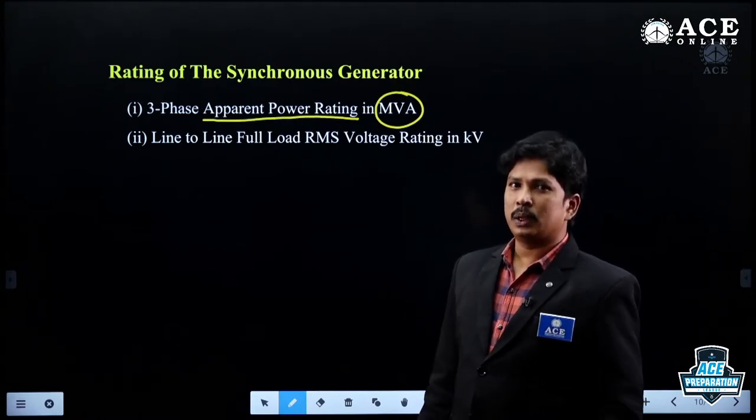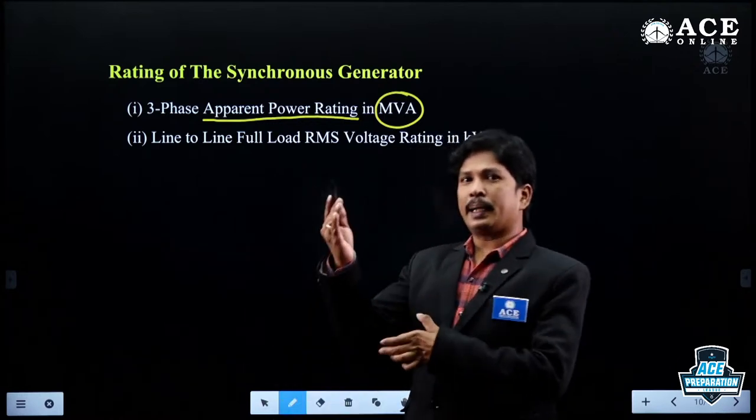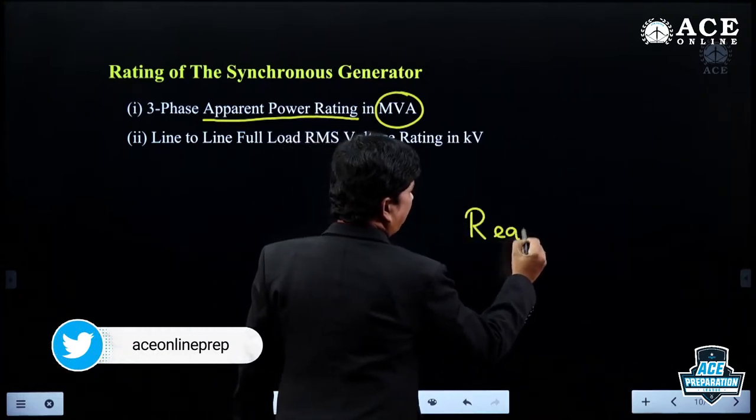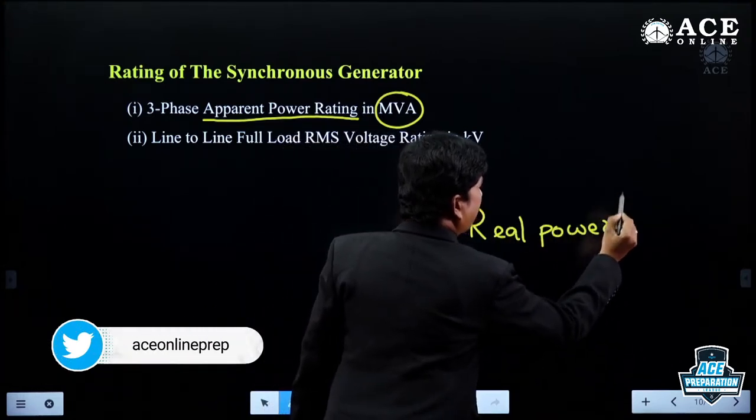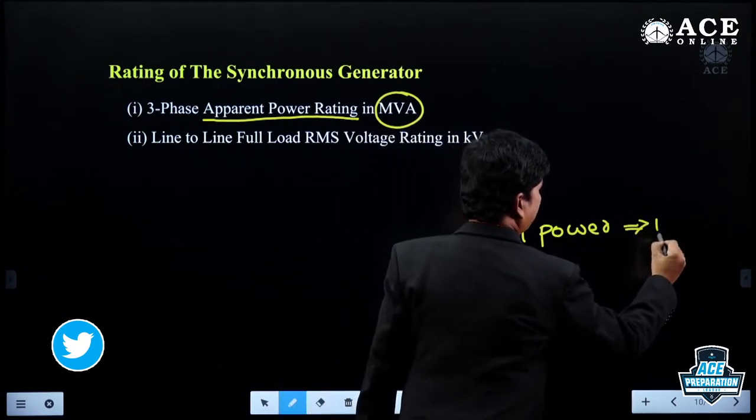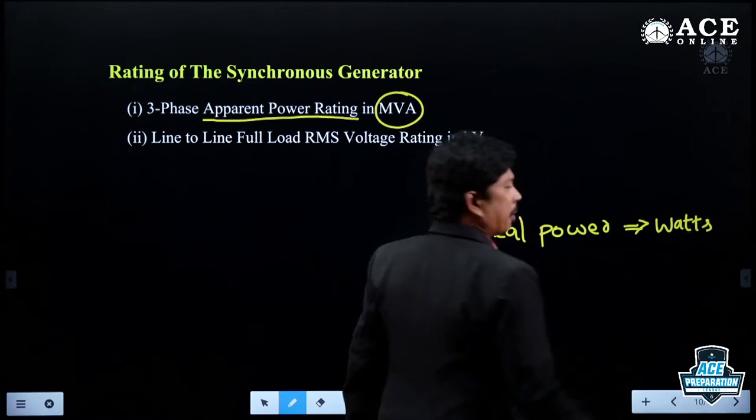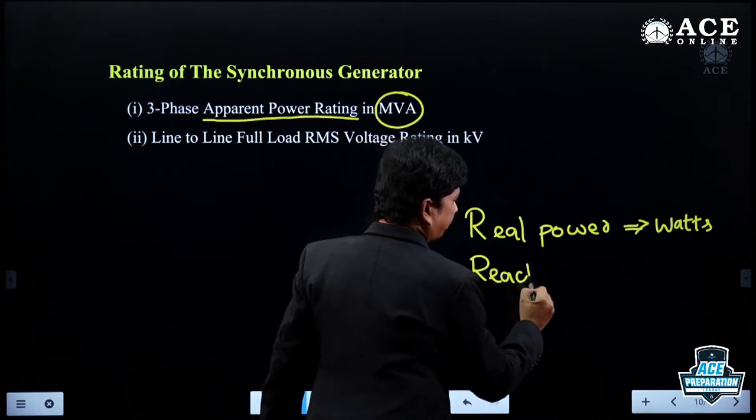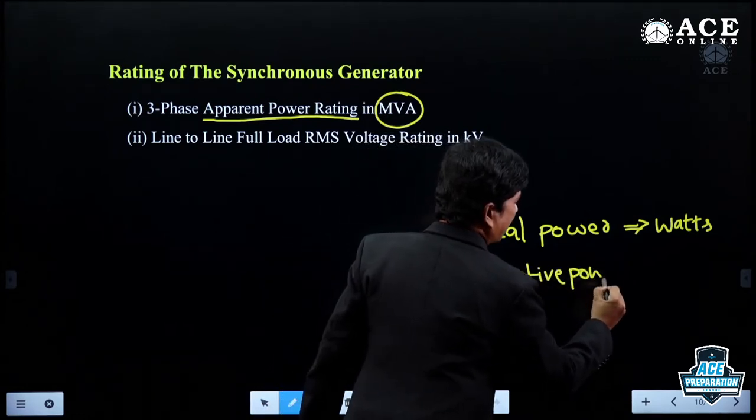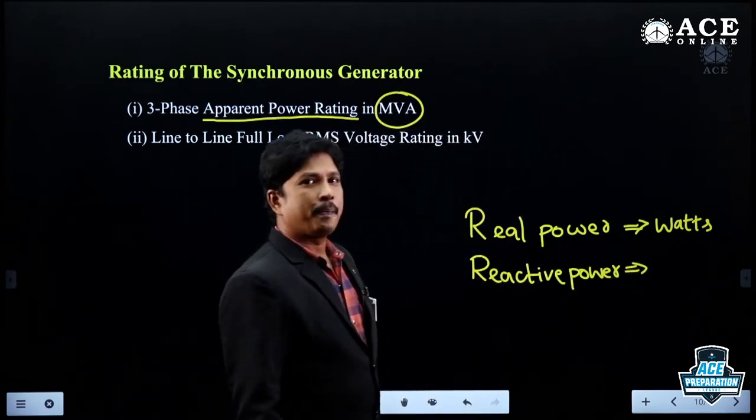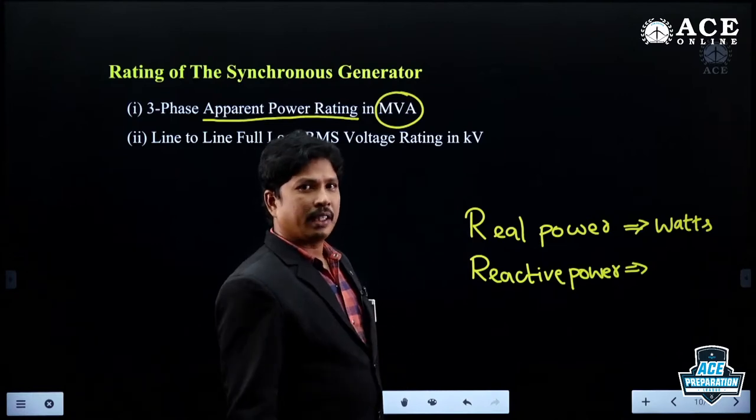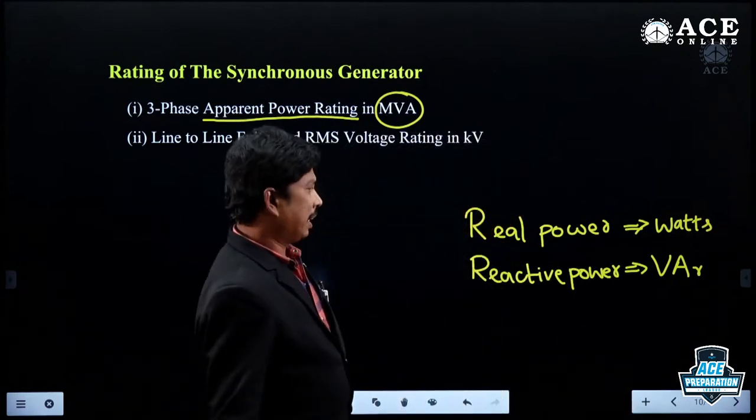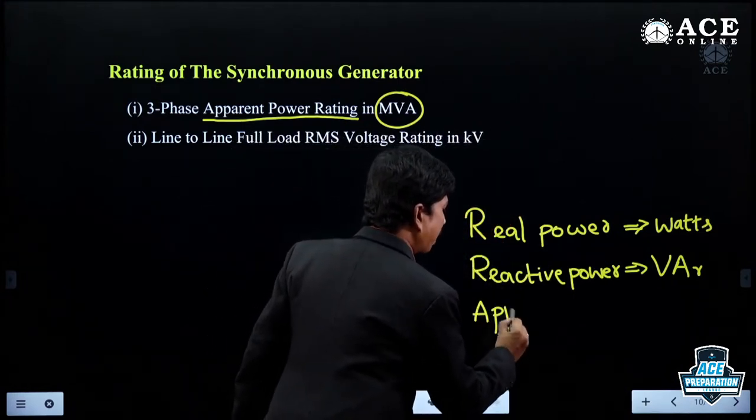So what powers are you having? Real power, reactive power, apparent power. What is the unit of real power, or active power? We can represent it in watts. And what about the reactive power? We can represent this in volt ampere reactive. And what about the unit of apparent power?